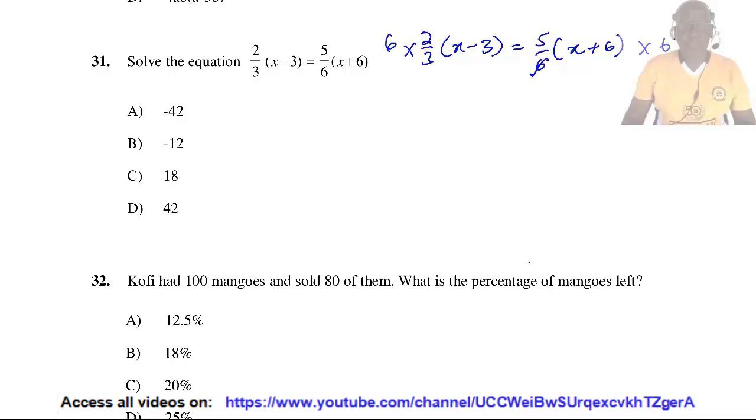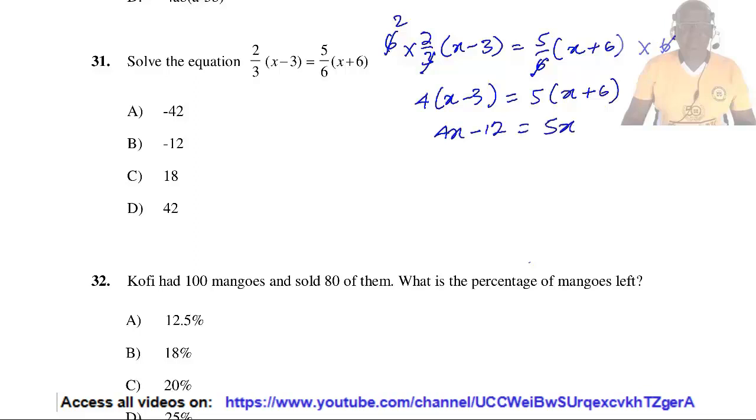6 will cancel 6, and 3 goes here 2. So 4s minus 2 to be equal to 5s plus 6. Now let us multiply through: 4s minus 12 to be equal to 5s plus 30.